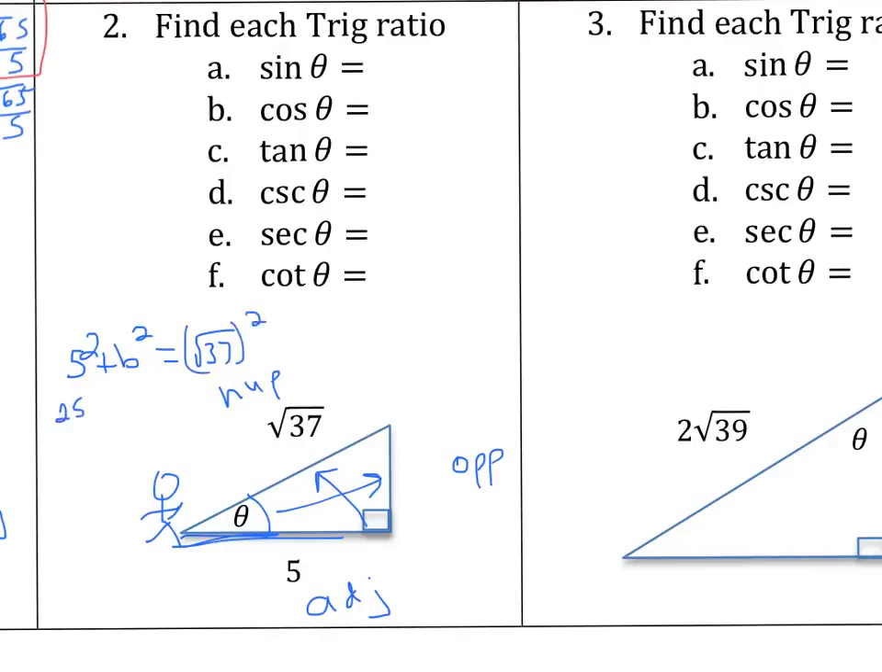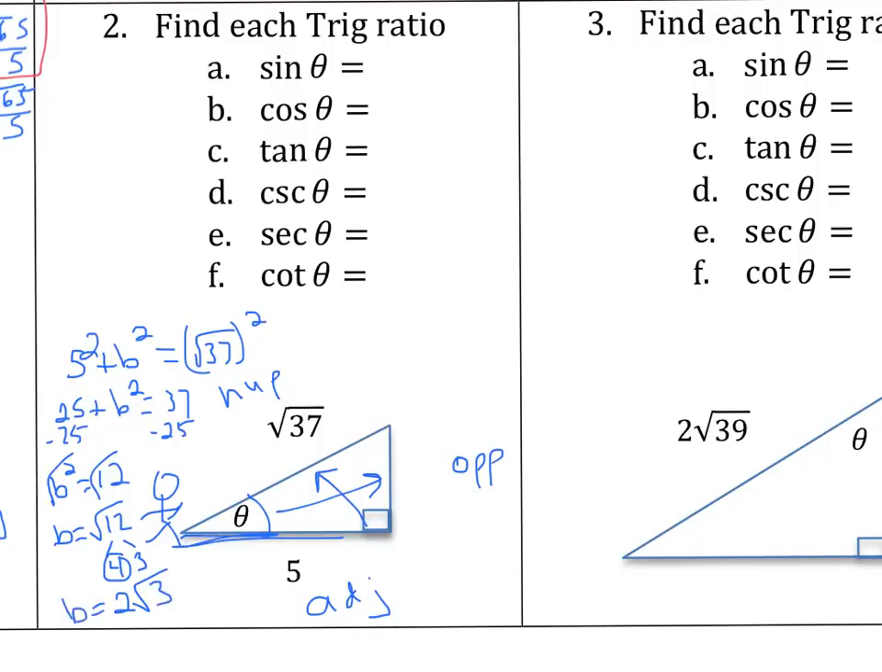So we have 25 plus b squared equals 37. Subtract 25. So we have b squared equals 37 minus 25 is 12, and we root both of those. And we get b equals root 12, but we know 12 is 4 times 3, and the square root of 4 is 2, and 3 doesn't have a friend, so they stay inside the house. So then this opposite side is really 2 root 3.